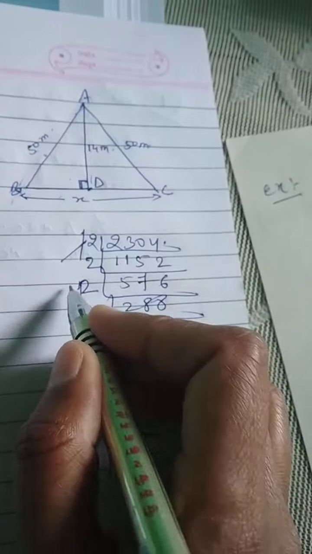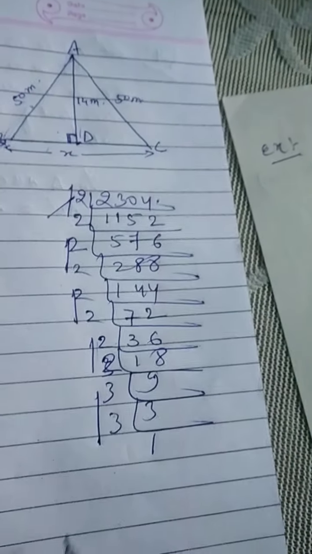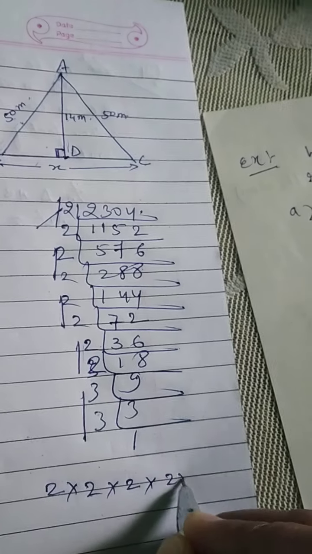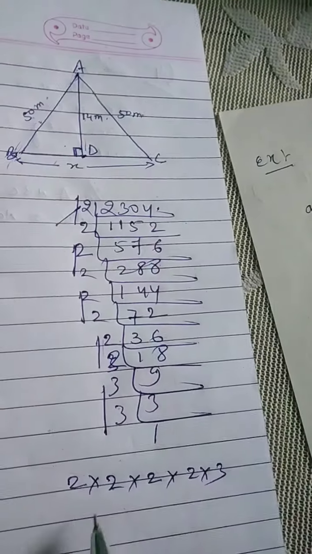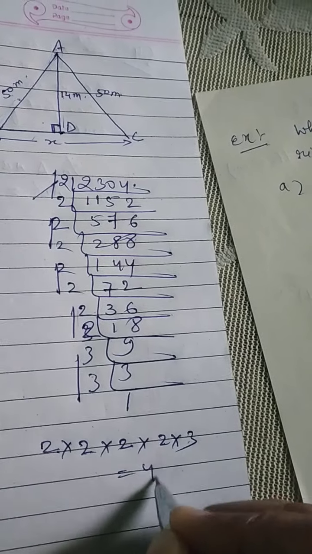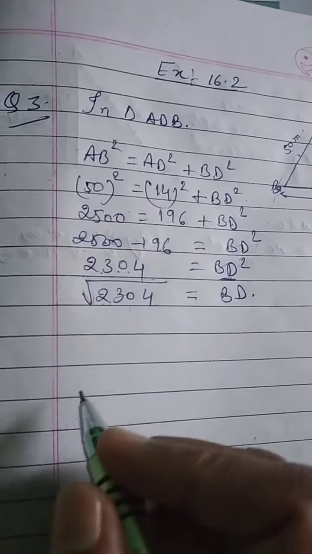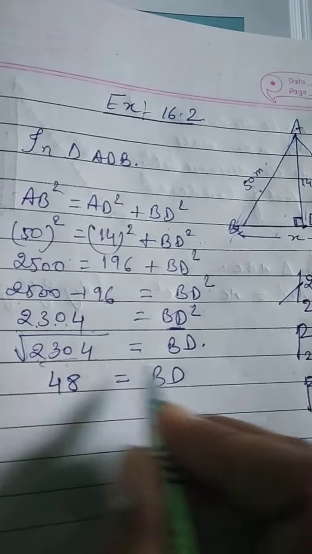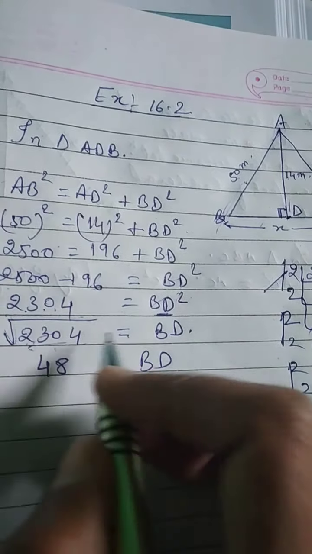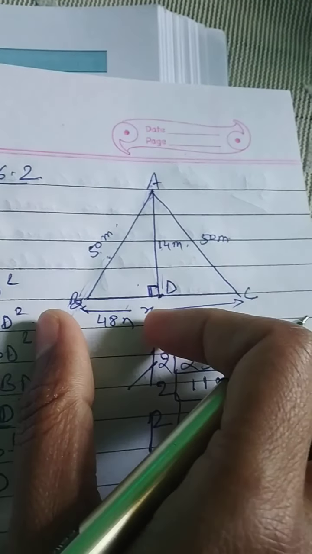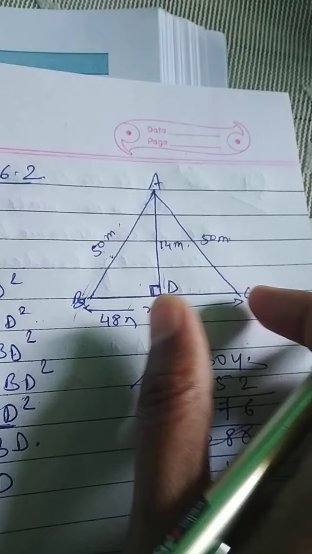This is in pair, this is in pair, this is in pair, this is in pair. So as I have told you, you have to take 1 from each pair. So 2 into 2 into 2 into 2 into 3. Okay. 2 2s are 4, 4 2s are 8, 8 2s are 16, 16 3s are 48. 48 will be the root of this 2304. So the BD length we have got, that is 48 meters. This length we have taken out. Now we have to find out this length.